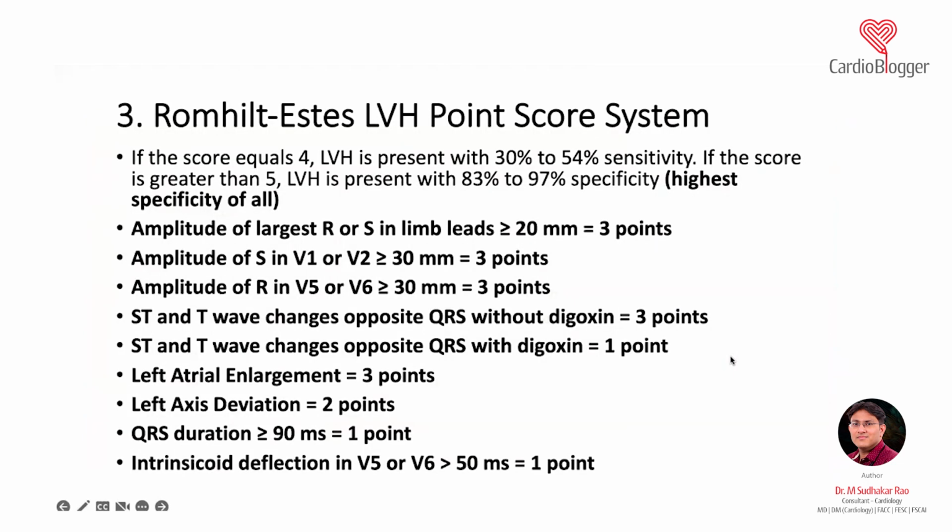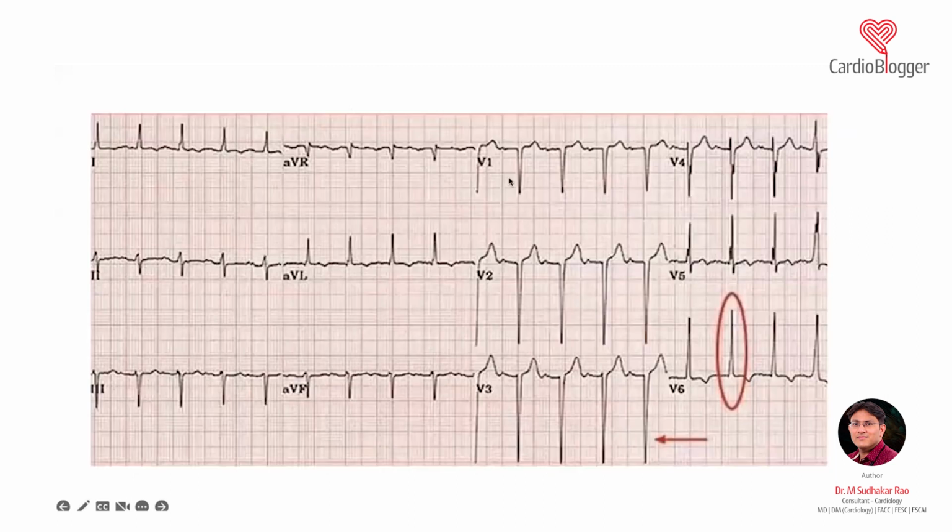Out of the 10 points, if you have 5 points, then it has a very high specificity for diagnosing LVH, around 83 to 97%. If your point is 4, we call it probable LVH, and if the point is 5, we call it possible LVH. So point 4 suggests the 30 to 50% sensitivity, whereas more than 5 points means specificity is very high. So these 5 points I want you to remember.